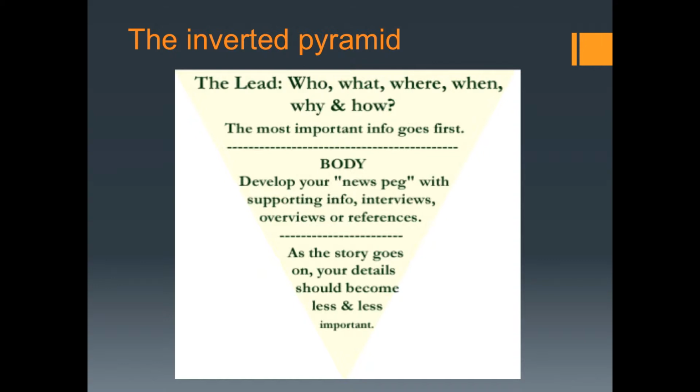From there, then, you develop the news peg of your story with the body. So this is the information then, again, moving from most important to least important, that is going to support the central news element in your story that you identified in the lead. You'll bring in your interviews here, quotes from sources. You'll bring in other references, perhaps public records and information that you've gotten from research that you've done. This is everything that's going to, again, flesh out that main news element that you've identified in your lead. And then as the story goes on, your details become less and less important, again, moving from what is most important to what is least important.